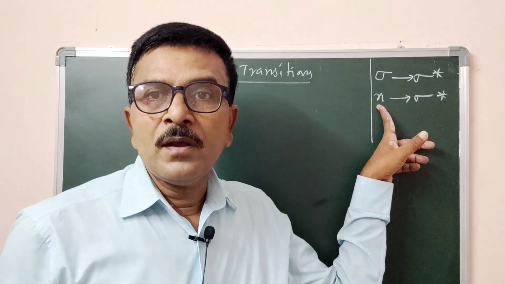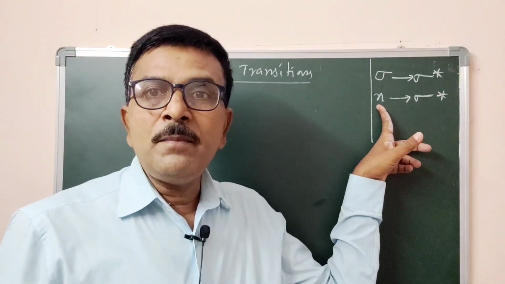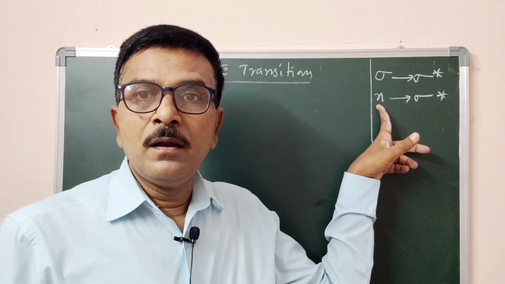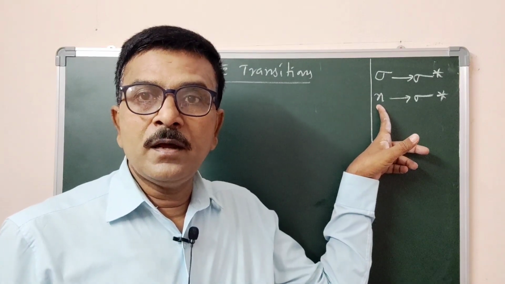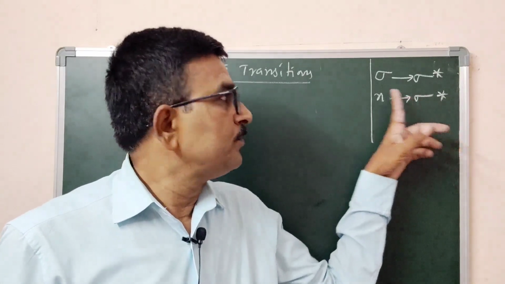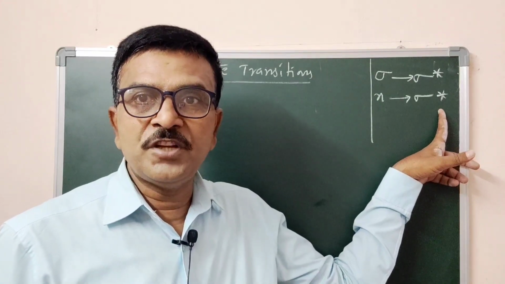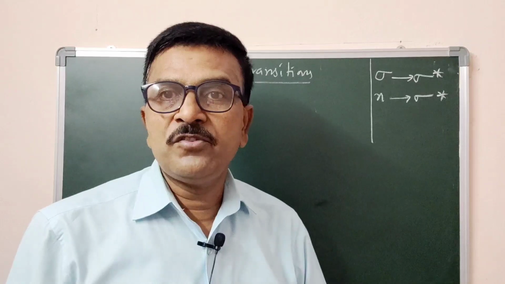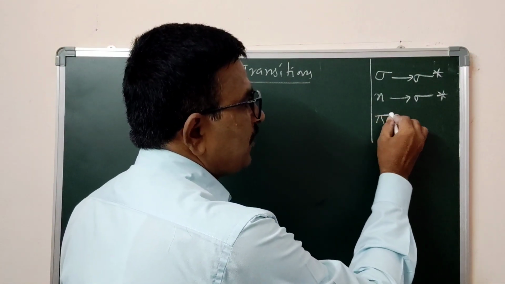Now, after absorption of energy by the sample, it may be induced to undergo transition of its non-bonding electron from the non-bonding molecular orbital to the anti-bonding sigma molecular orbital. N to sigma star transition. This is also an allowed transition. Sigma to sigma star transition, or non-bonding to sigma star transition, or pi to pi star transition.